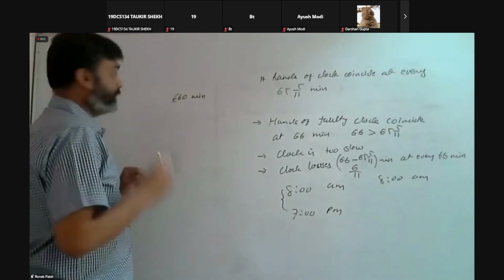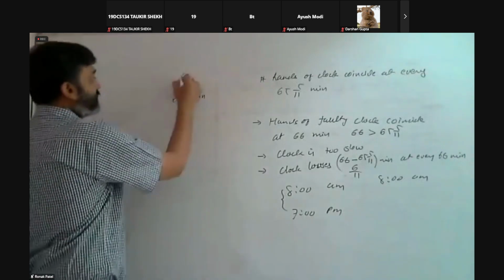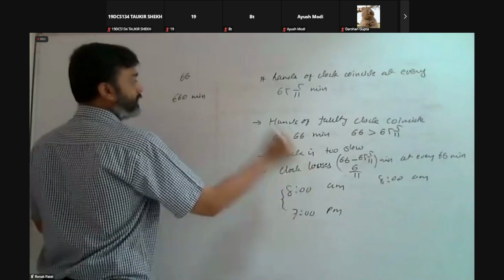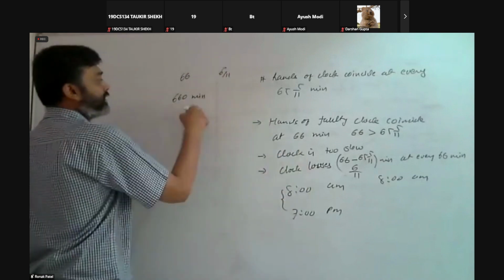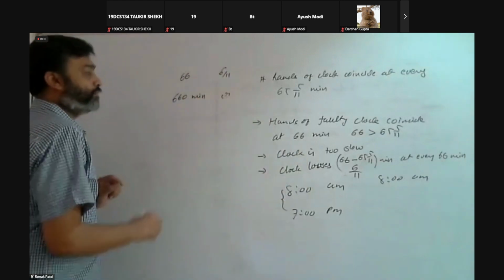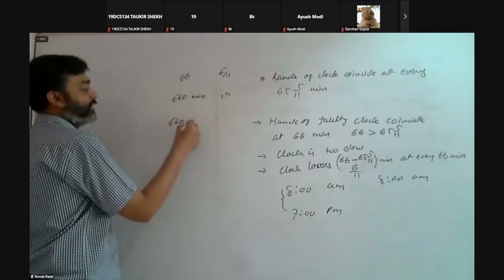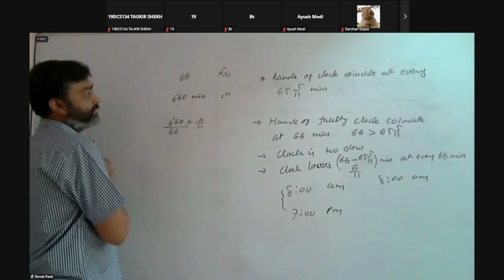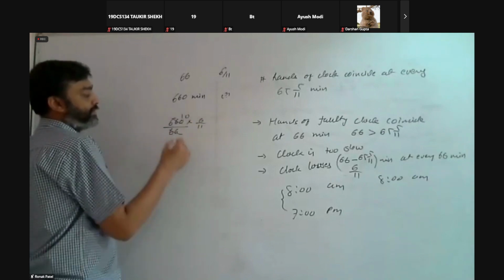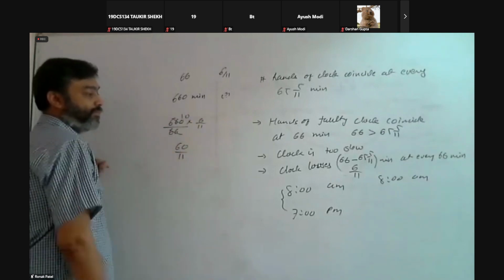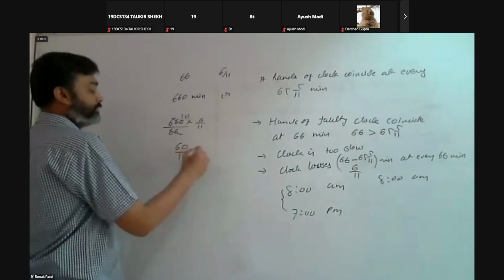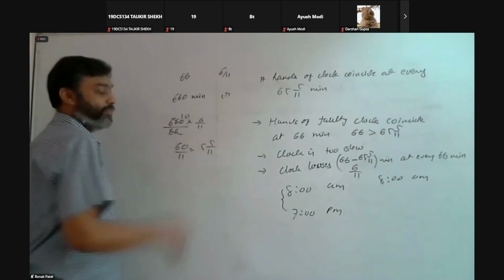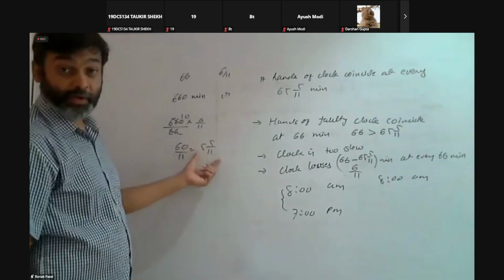Right? So going this way. In 66 minutes, this clock loses 6 by 11. So in 660 minutes, how much does it lose? Multiply 660 by 6 by 11 upon 66. So the answer is 10, so the answer is 60 by 11. Right? So the answer will be 5 by 11. So this clock will lose 5 by 11.